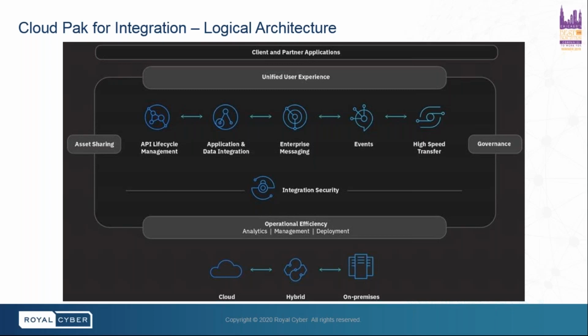In addition to on-premise installations, IBM Cloud Pak for Integration also runs in the environments supported by IBM Cloud Private, which includes IBM Cloud, Red Hat OpenShift, Microsoft Azure, and Amazon AWS.